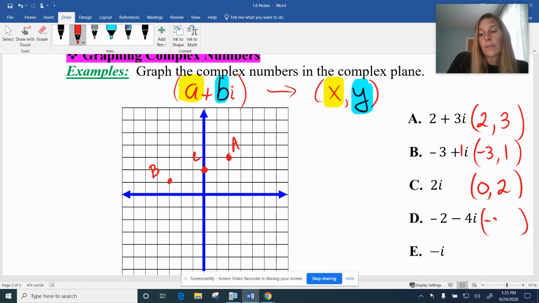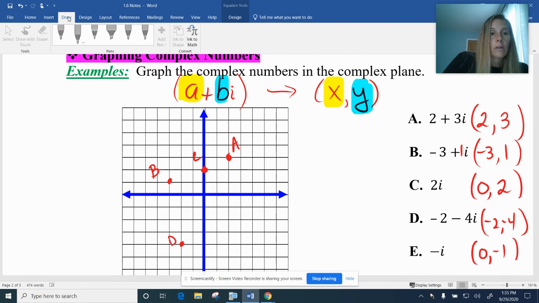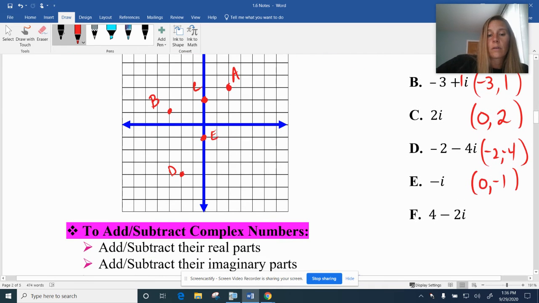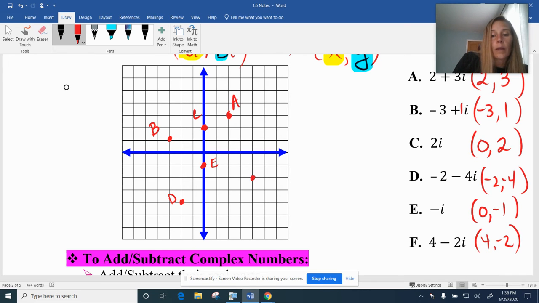For point D, I have negative 2 and negative 4. For point E, there is no real number, so that would be 0, and then that would be a negative 1 there with the negative i. So that is 0, negative 1. And then finally, this last one here, 4 and negative 2, and that would be point F.